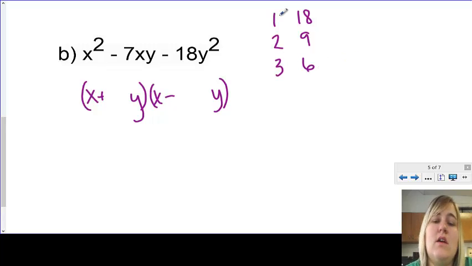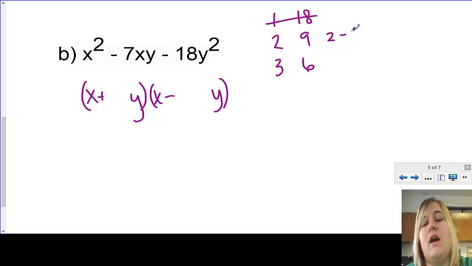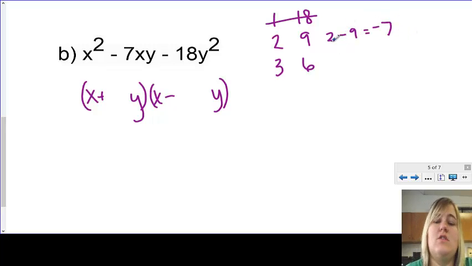So of these, I can immediately say that's not going to get me a 7. So we can check the first one here. If I have 2 minus 9, that gets me negative 7. This is what I need. So positive 2 is what I had, so I'm going to put the 2 with the positive, and I'm going to put the 9 with the negative.